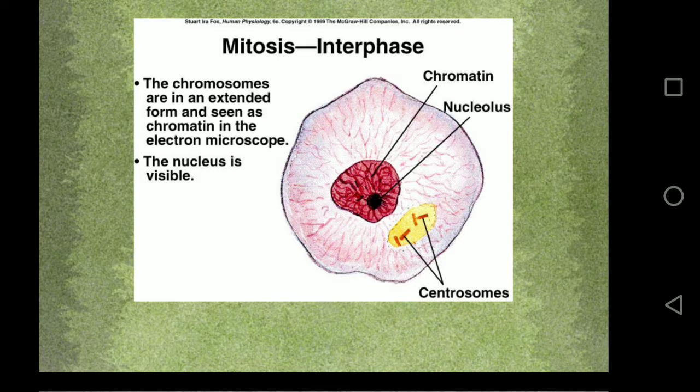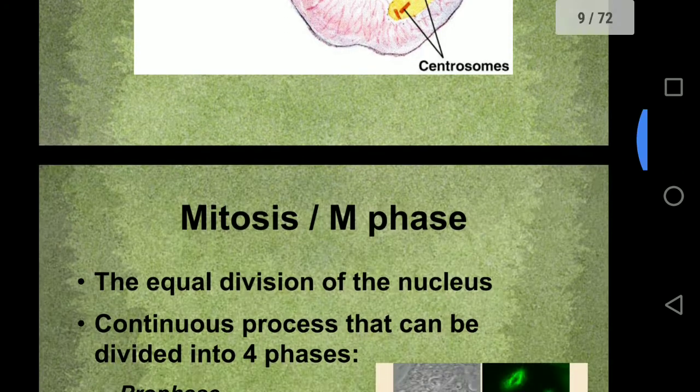So here's just kind of a drawing of a cell. You could see that this cell is in interphase. You could see the cell membrane on the outside perimeter. You could see the nucleus is present, the darkened nucleolus in the center, and then you could see centrosomes that are on the outside of the nucleus. Those are going to be important during mitosis, so they are produced in interphase. Those are kind of the noticeable things you'll see in interphase.